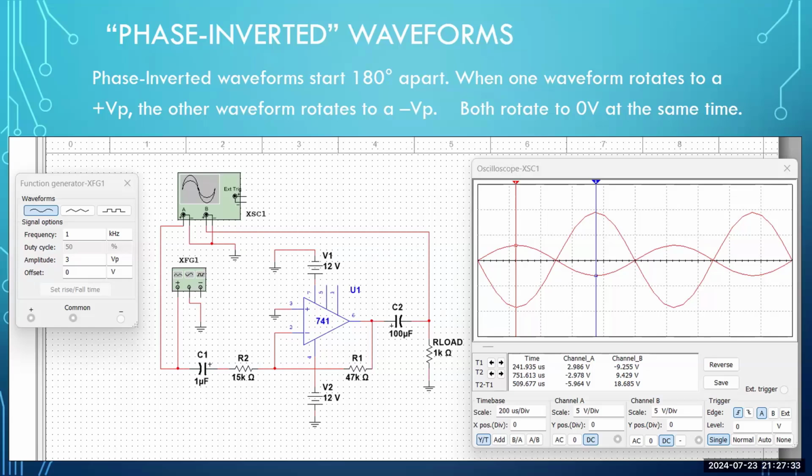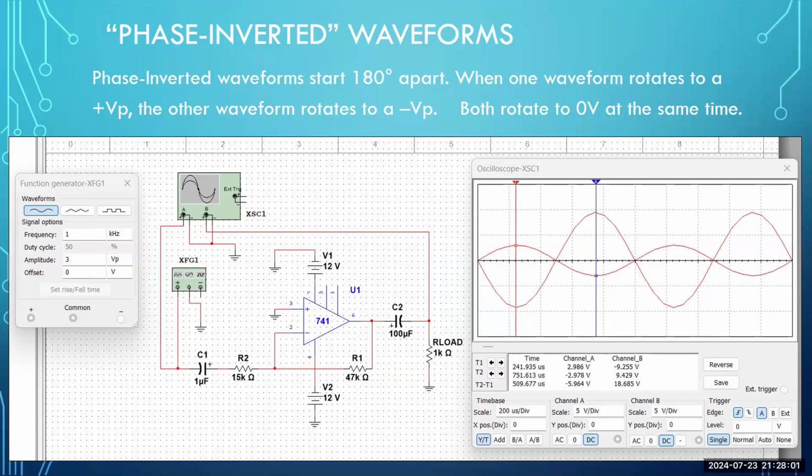What's going on here? If you read the title of the page, it says phase inverted waveforms. These are inverted, meaning they're opposite of each other. So phase inverted waveforms start 180 degrees apart. What does that mean, 180 degrees? You remember one cycle is 360 degrees. Well, here is what that means for 180 degrees.